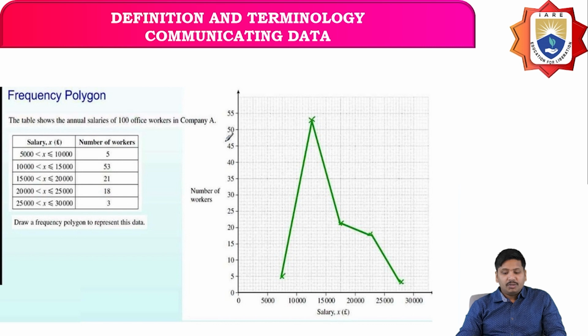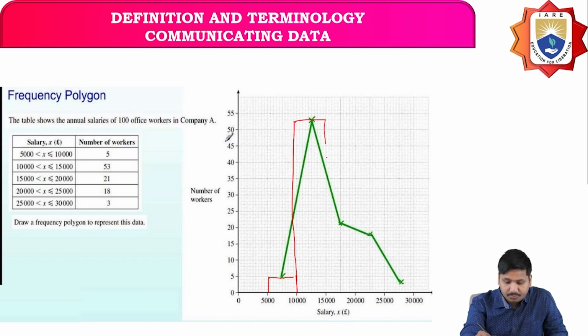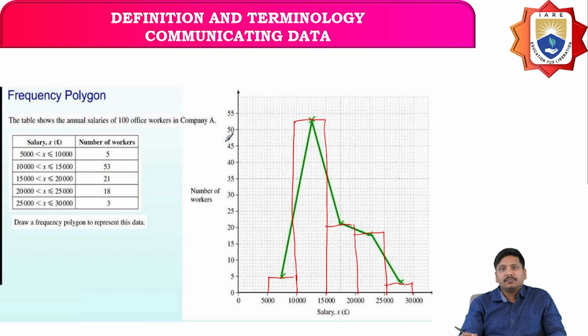For this, we have to initially plot the dots. Initially, in between 0 and 5,000, and 5,000 and 10,000, 10,000 to 15,000, between 15 and 20, between 20 and 25, and 25 to 30. And this is the initial histogram that I constructed.